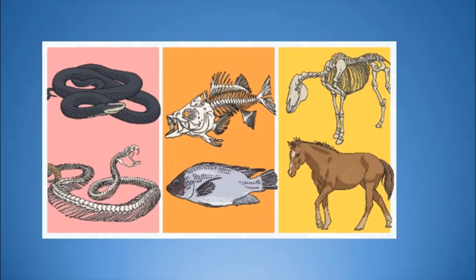Next are the vertebrates. Those who have the vertebral column are called the vertebrates. So all the animals that have the spine, the vertebral column, are called the vertebrates. So again animals are divided into two, that is invertebrates, those who do not have the vertebral column, and vertebrates, those who have the vertebral column. For example, man and other animals.